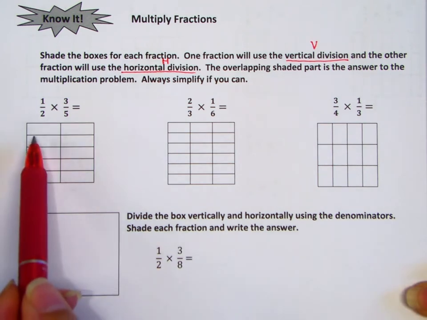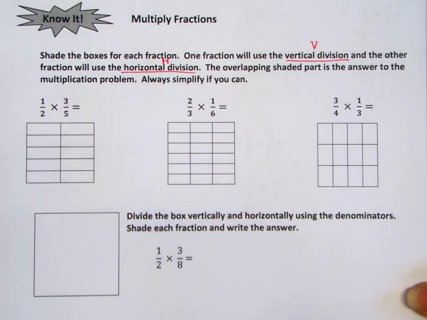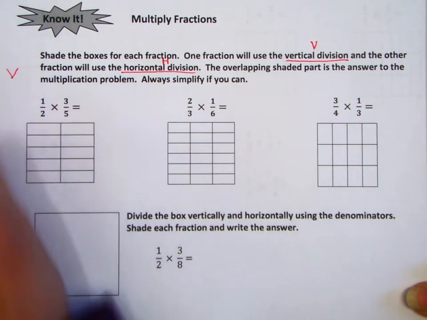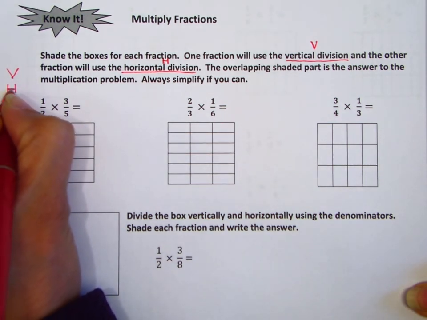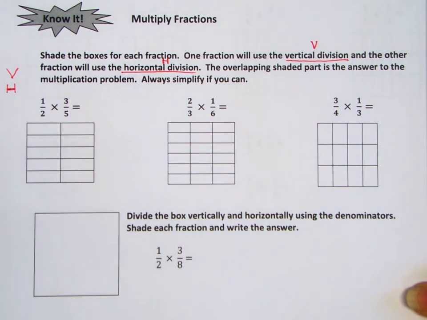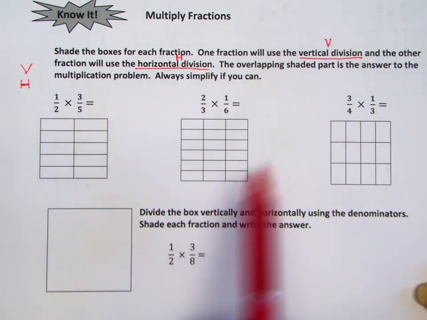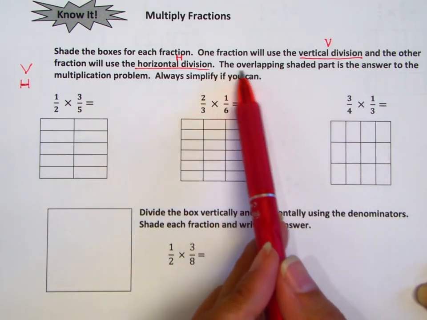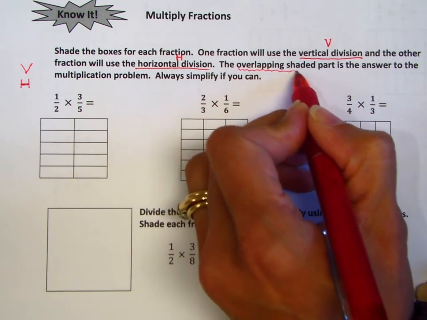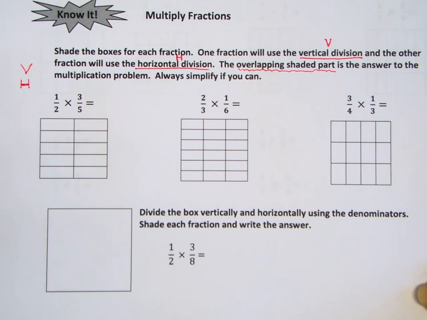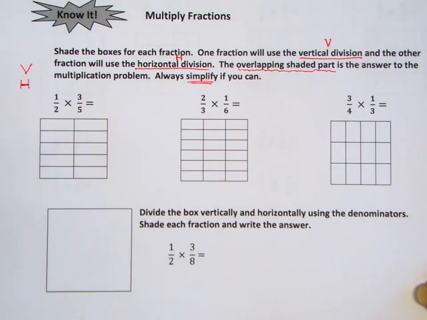And remember, vertical means up and down, like the V shape makes an up and down motion. And horizontal is side to side, which I like to remember by the bar right there is horizontal. Once you've shaded your fractions, we will look at the overlapping shaded part. That's going to be the answer to our multiplication problem. And as always, we want to simplify if we can.